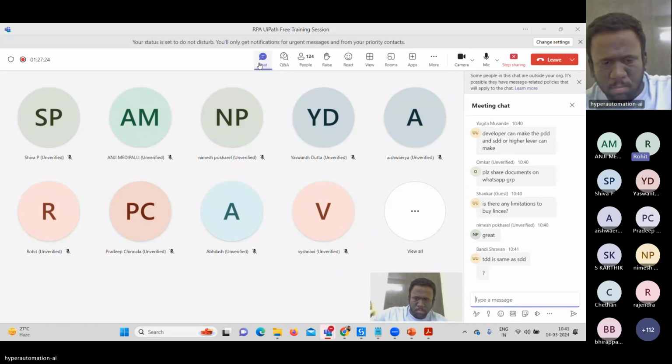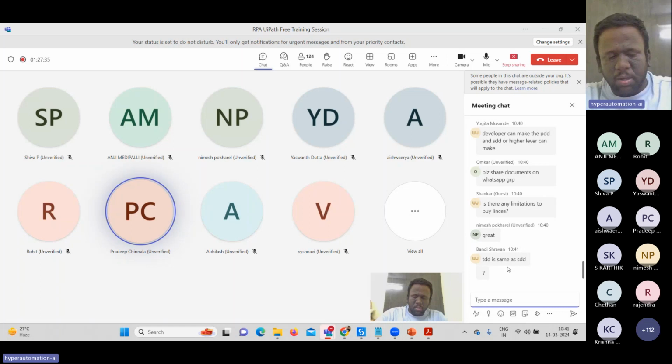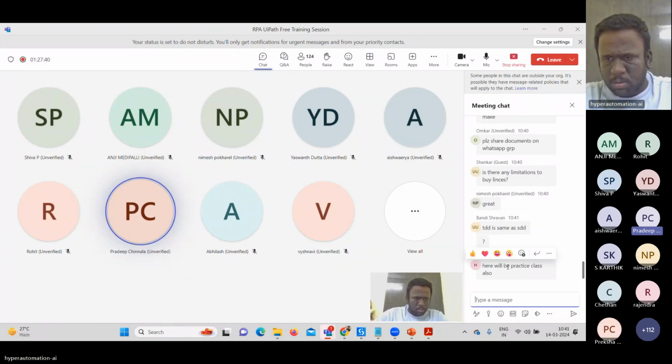Can you show us some sample of the TDD, or do you have one? Yes, so for TDD, I think I don't have the sample. It's similar to what we have shown in terms of SDD. We'll check for any one of the samples and we'll upload it in the repository so that you can refer to it.